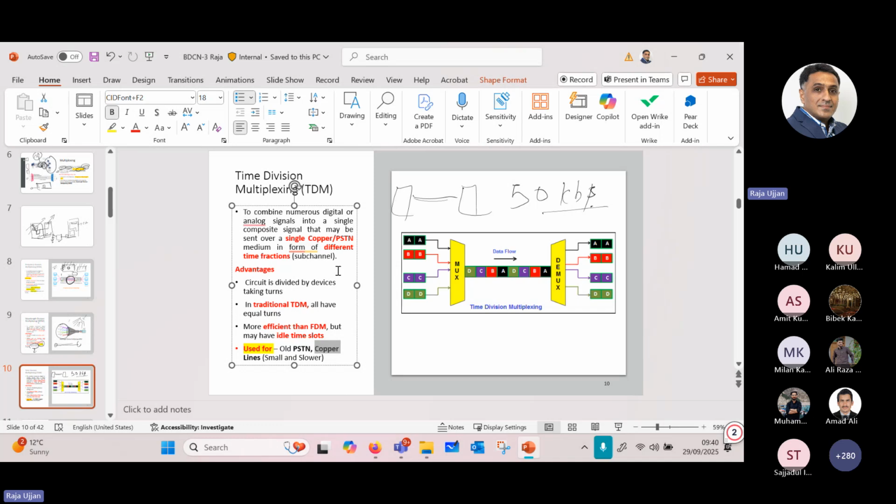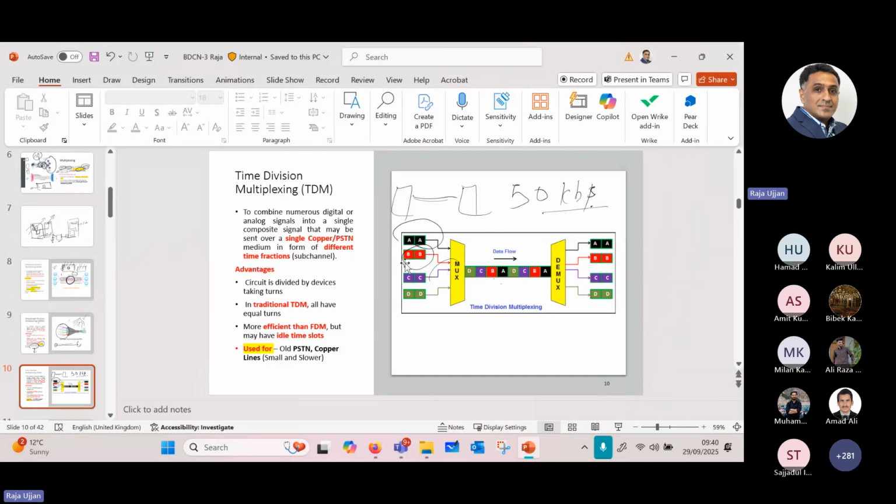So time division means that we are sending numerous signals in the form of different time fractions. Let's say one PC has a different time, another PC has a different time allocated by the multiplexer. So A should go at the third, B should go at the fourth, something like this. They are sending a fraction of time. So this is all about time division multiplexing.